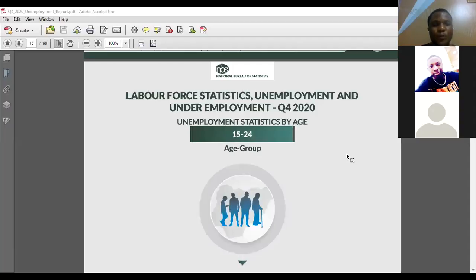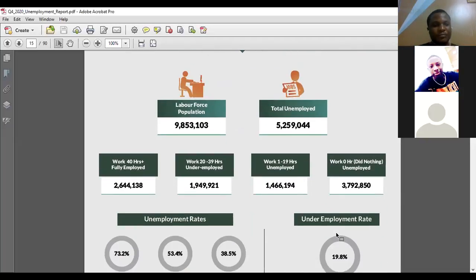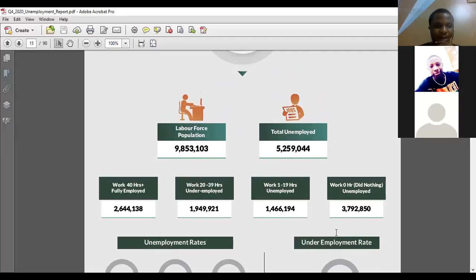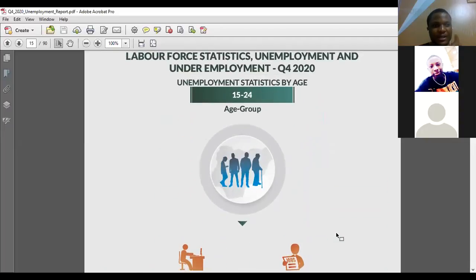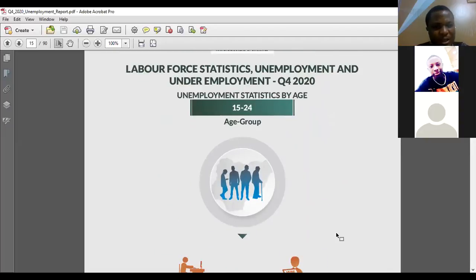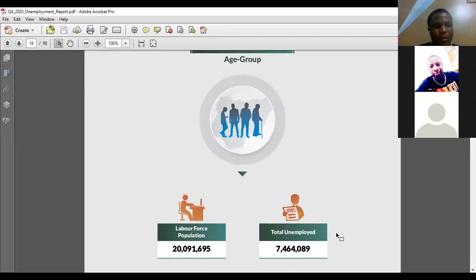All right. So now this is the fourth quarter of the labor force statistics 2020 that was published by the National Bureau of Statistics. Remember I told you the National Bureau of Statistics are the ones in charge of this particular statistics. So we begin. Look at the labor force. You see, they've defined it.